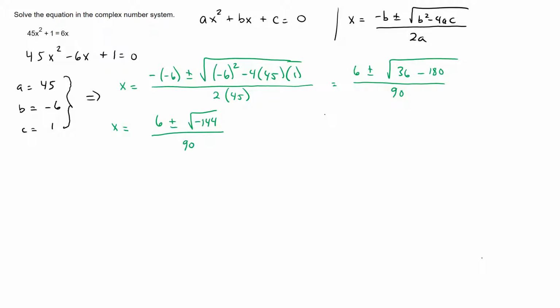And the -144, that's called the discriminant. And whenever it's negative, that means we're going to have i's in the answer. The square root of -144, that's 12i over 90. And at this point, we kind of have the answer. We just need to simplify it.